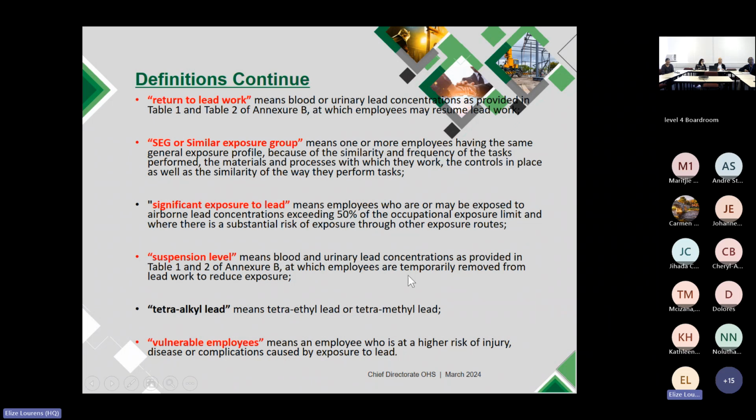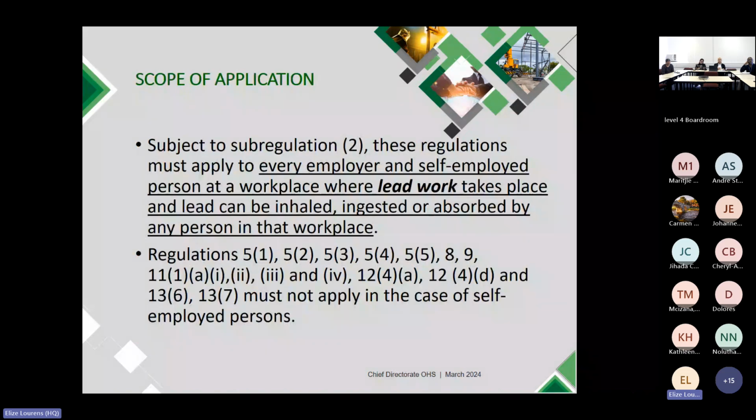Then the last one that I'd like to look at is vulnerable employees. Those of you who are dealing with our regulations a lot might have noticed it coming out in many of our regulations. For instance, the physical agents regulations that were recently or most recently published for public comment, as well as the noise-induced hearing loss. We all used that definition to define vulnerable employees, and the expectation is that the employer should make specific consideration of the exposure.